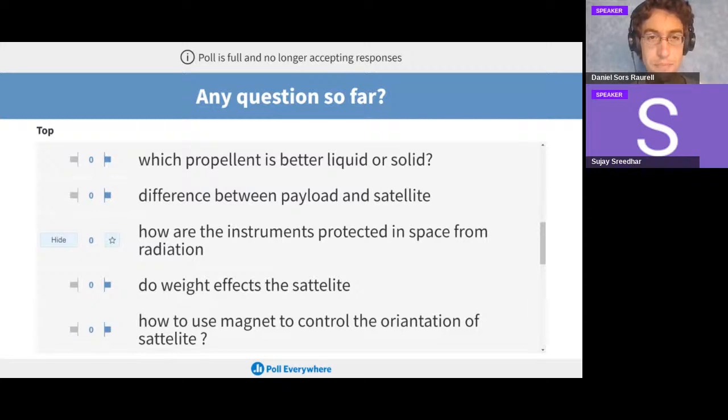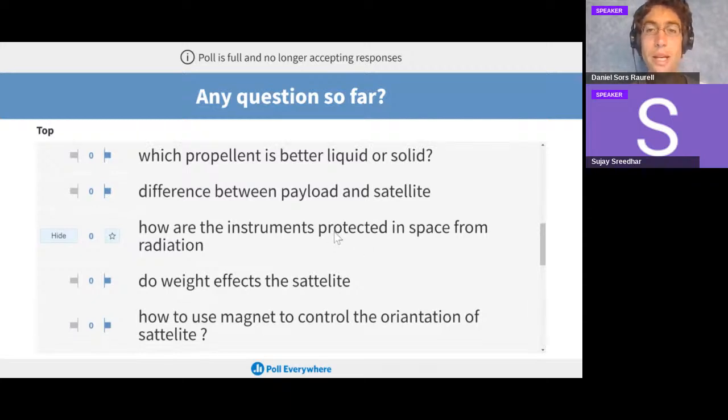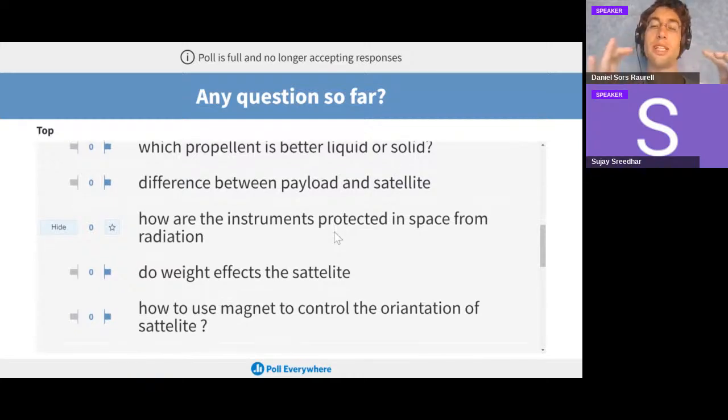Difference between payload and satellite. So satellite, as you've shown in the image, is the whole spacecraft that can be divided between payload, normally, and platform. That's how we define it. So payload plus platform, normally they compose the satellite. The payload normally has the sensors, the instruments to measure the exact parameters you want to measure for your specific mission purposes.